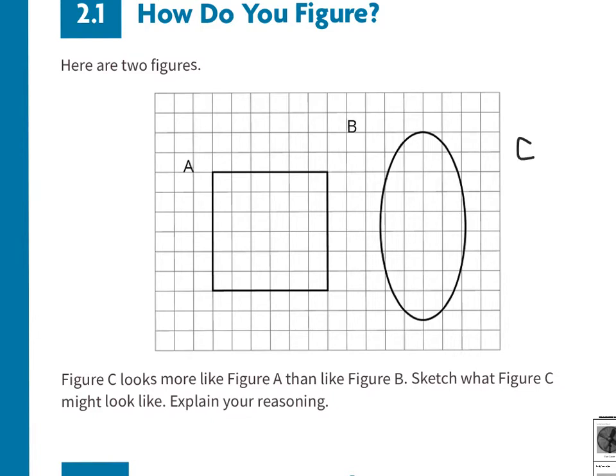So we have this C figure, and we know it looks more like A than it does B. Well, we know A is a square, so anything that looks closer to a square than an oval will work. I could have a rectangle. I could even have like a trapezoid, because that looks more like a square than it does an oval. Although it's sort of long like an oval, it still has the square edges. It could be a kite, because they're all four-sided shapes, right?